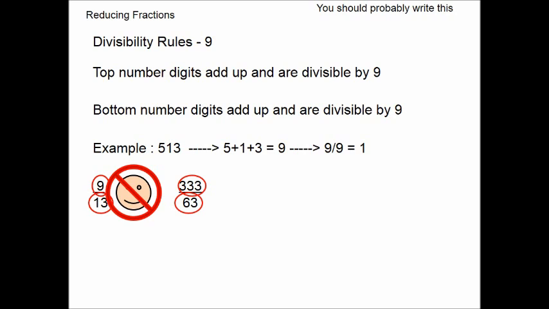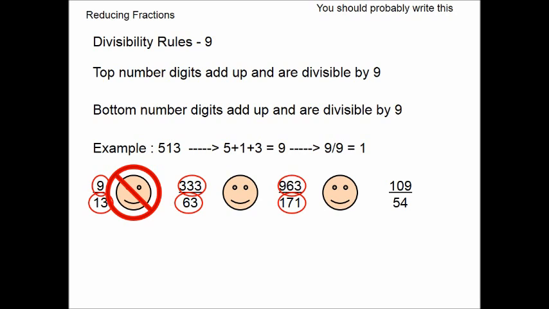Top number is divisible by 9. 6 and 3. 6 plus 3 equals 9, so the bottom number is good to go. So smiley face. 3, 6, 963. If you add those up, it's going to be 18. 18 is divisible by 9, so you're good. Bottom one is 171. 171 added up equals 9, so that's also good. Those are both divisible by 9, so you're good.